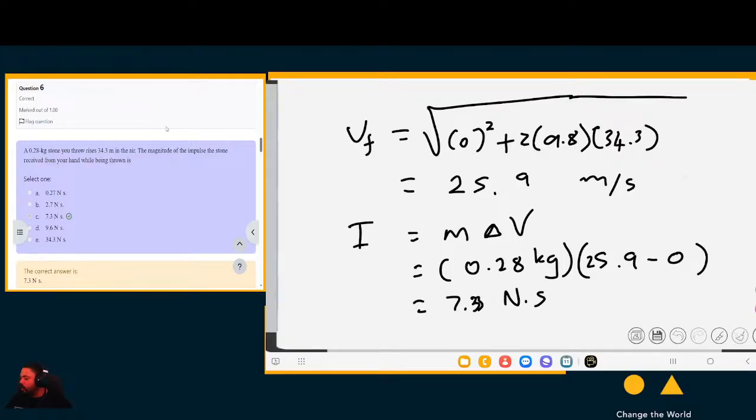And remember, impulse is force times time. Therefore, its units will be Newton seconds. Okay, as it is here, 7.3, not 73, sorry. Erase this. 7.3 Newton seconds. That is the impulse being imparted to this rock.